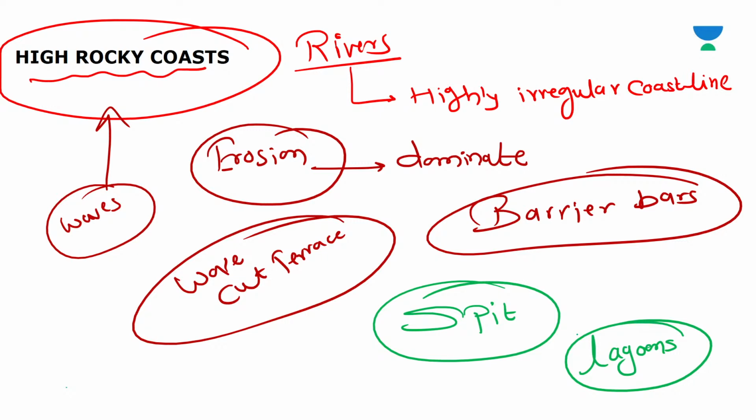Now, low sedimentary coasts. Along low sedimentary coasts, the rivers appear to extend their length by building coastal plains and deltas. The coastline appears smooth with occasional incursions.